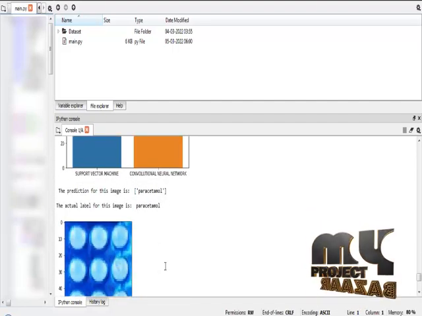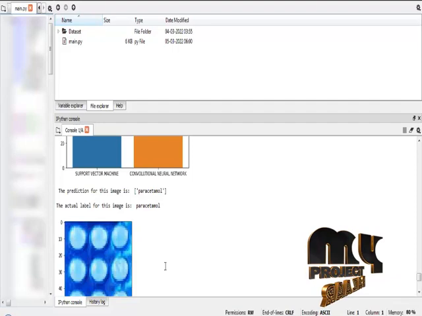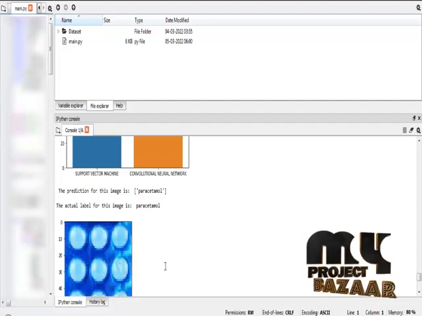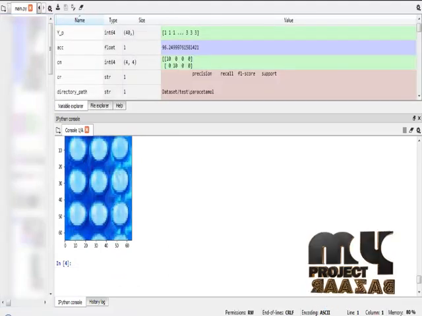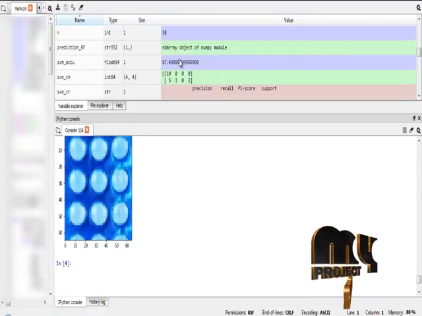And I have to choose one image from our input images, then our algorithm is going to predict the exact class of our input image. So these are all the results that we obtained from our program.